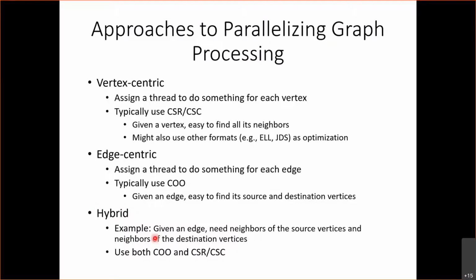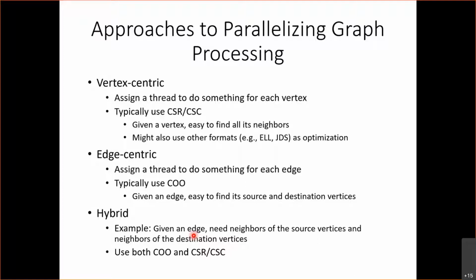But who knows an example of a graph computation that would require me to do something like this? To look at an edge, find its endpoints, and then find the neighbors of the endpoints. Breadth first search doesn't really require this, but are you guys familiar with triangle counting or K-clique decomposition?